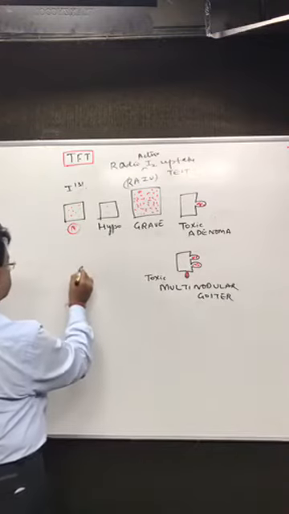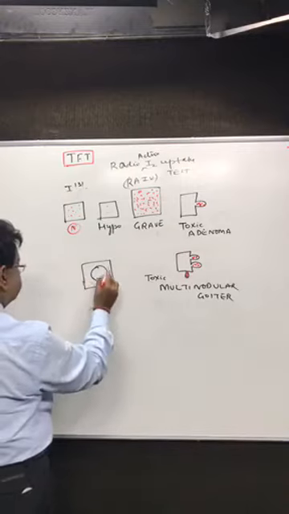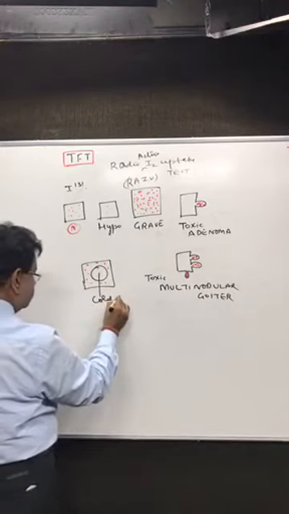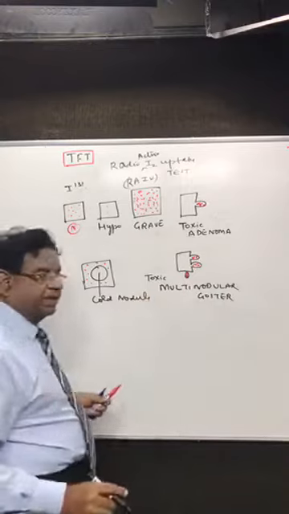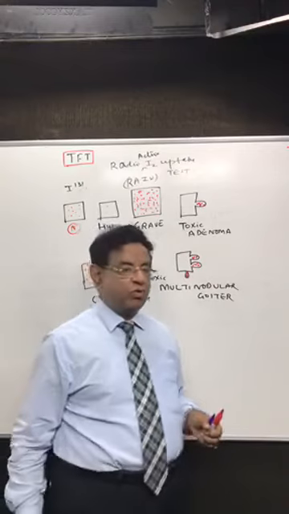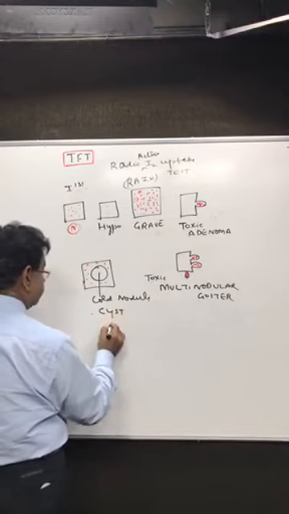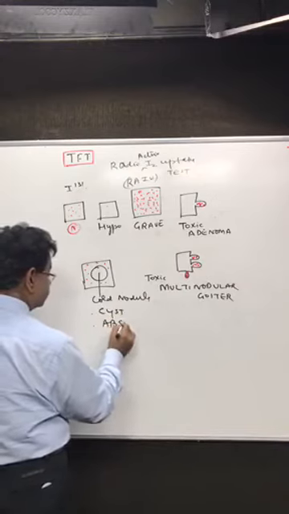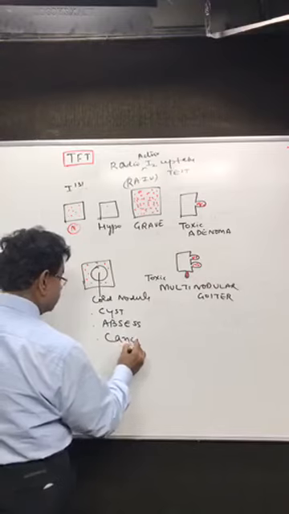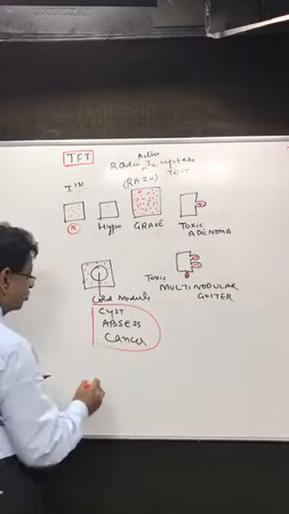And now we have one more thing, the cold nodule. The uptake is by the gland and we are getting a cold nodule. Cold nodule means it is not picking up the radioactive iodine, but the rest of the gland is taking it up. Now, what are the causes of cold nodule? The causes of cold nodule are thyroid cyst, thyroid abscess, and thyroid cancers. Thyroid cancers are never hot. Most thyroid cancers are cold.